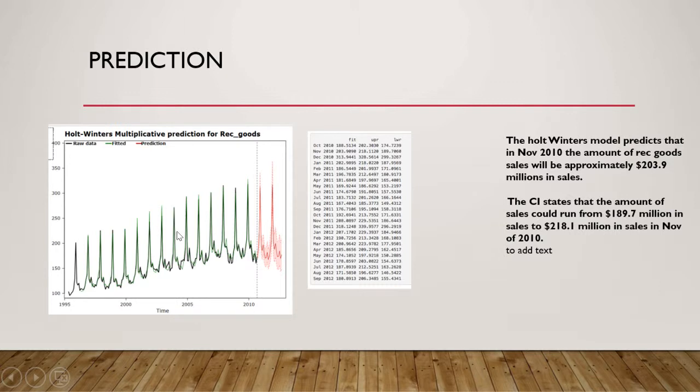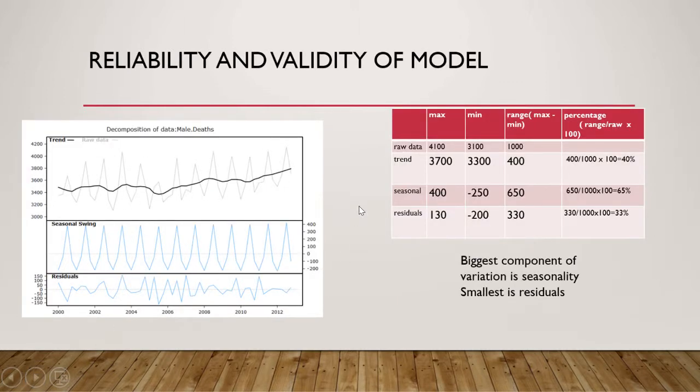And you can look at this Holt-Winters graph and you can sort of see that it's mirroring the raw data reasonably well. There are some gaps, but nothing too major. And then you look at your decomposition and you work around to create percentages from the trend, the seasonal and the residuals. You look at the biggest component in the percentage of variation, and in this particular case, the seasonal component is the largest source of variation. The smallest one is the residuals. And that's what you want in a reliable model.